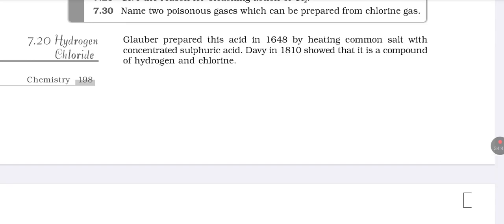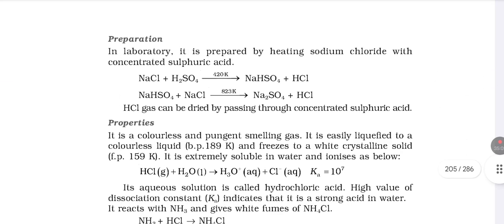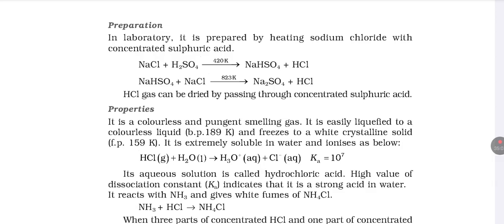Glauber prepared this acid in 1648 by heating common salt with concentrated sulfuric acid. Davy in 1810 showed that it is a compound of hydrogen and chlorine. Preparation. In the laboratory, it is prepared by heating sodium chloride with concentrated sulfuric acid. HCl gas can be dried by passing through concentrated sulfuric acid.